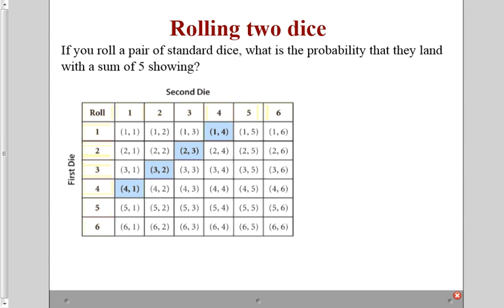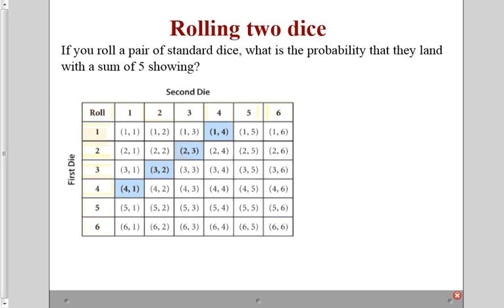Now, rolling 2 dice. If I roll a pair of standard dice, what's the probability that they land with a sum of 5 shown? This table I have here is every single outcome of 2 dice being rolled. I could roll a 1 and a 1, I could roll a 4 and a 4, a 5 and a 2, a 1 and a 4, a 6 and a 3, a 6 and a 6, a 3 and a 6, all of which are possible outcomes.